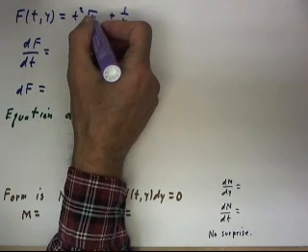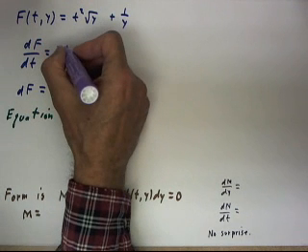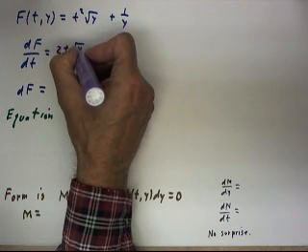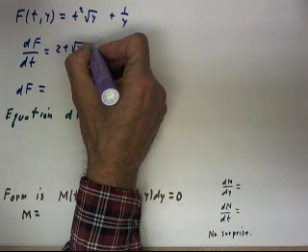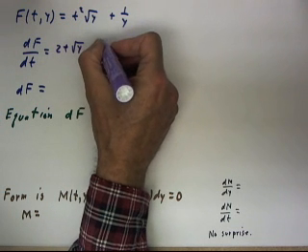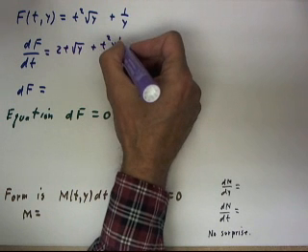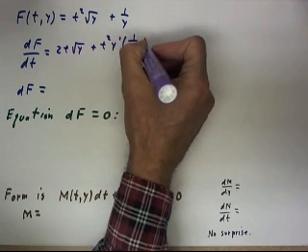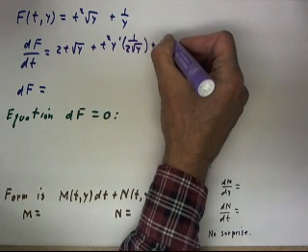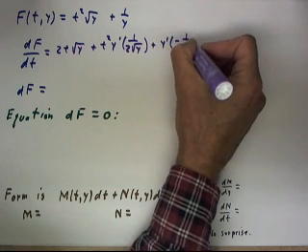Treating y as a function of t, df/dt is 2t square root of y plus t squared y prime times 1 over 2 square root of y plus y prime times negative 1 over y squared.